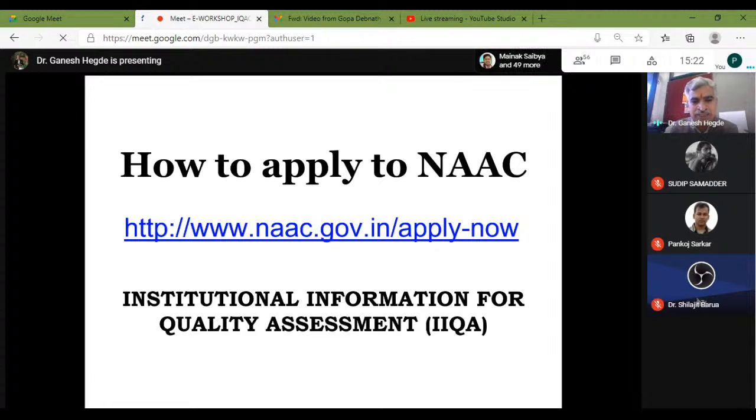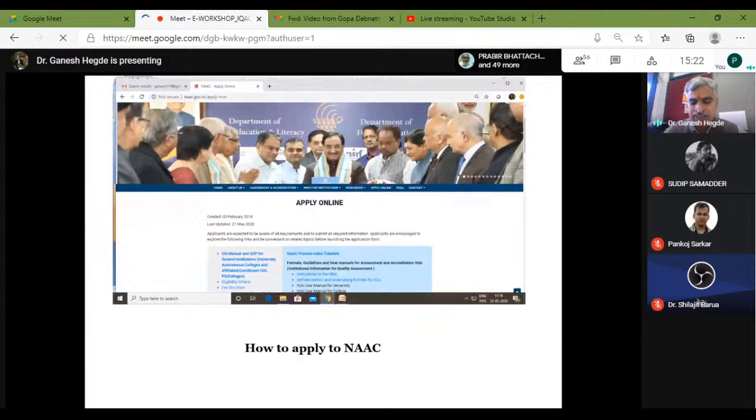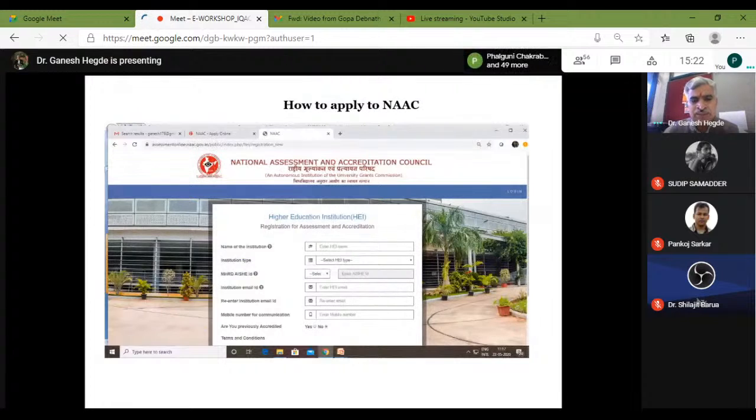Minimum eligibility will be there, but beyond the minimum eligibility, good activities should be conducted by the institution for propagating themselves as a good institution. What is the meaning of IIQA? IIQA is nothing but Institutional Information for Quality Assessment. You can go to the NAAC website. There is an apply online option.